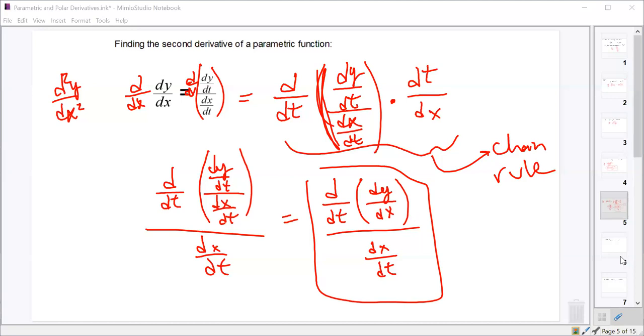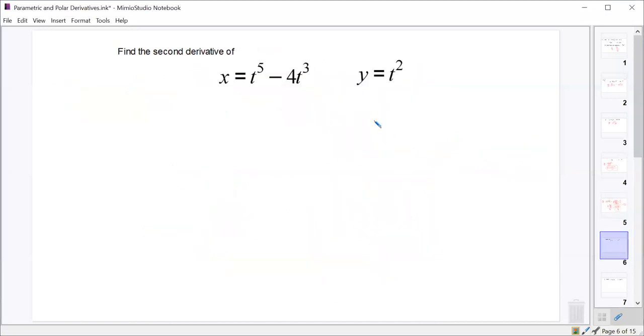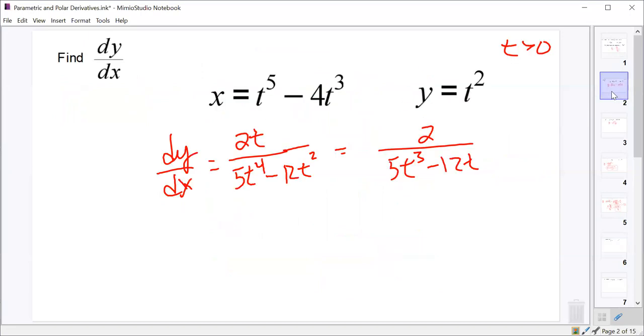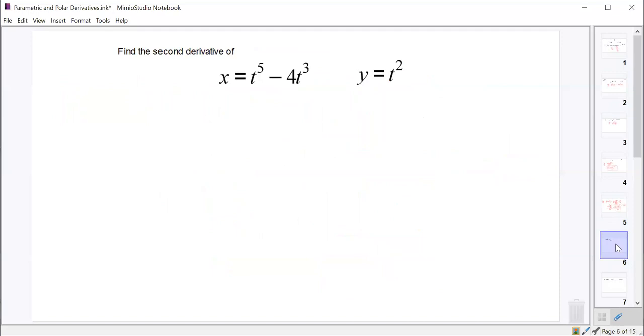All right, let's do one then. So I think this is one we already did earlier, right? We found the first derivative of this, x equals t to the fifth minus 4t cubed over y equals t squared, right? Is that the same? Yeah. So what was our dy dx there? dy dx was equal to 2 over 5t cubed minus 12t. That's what we had before, right?